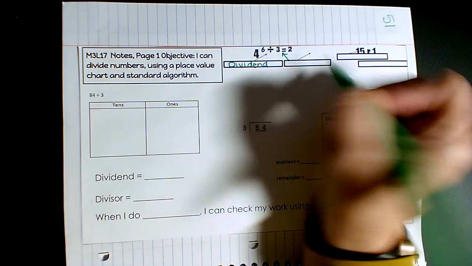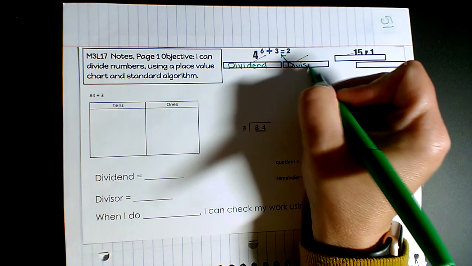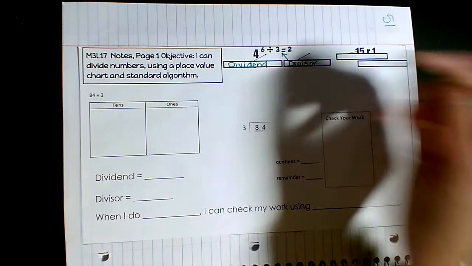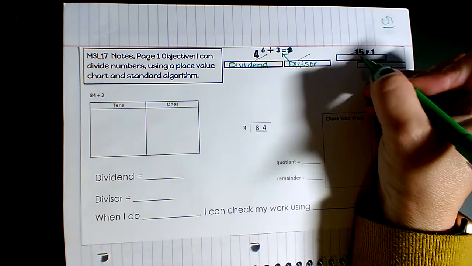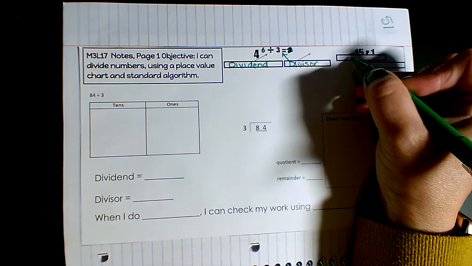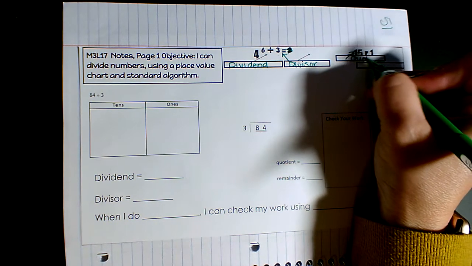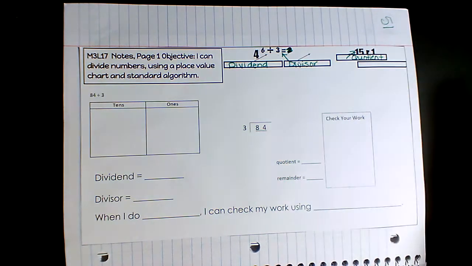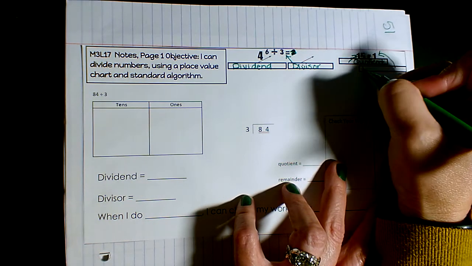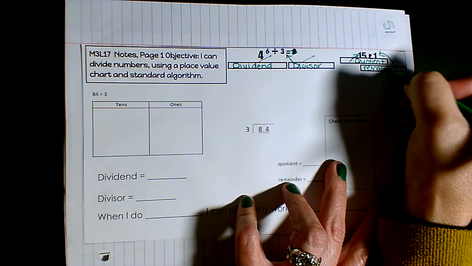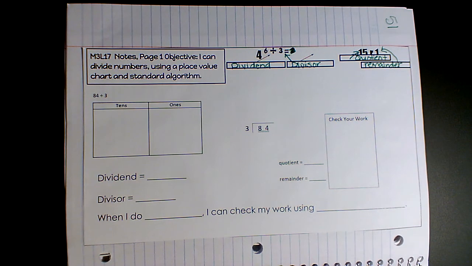Okay. And we're going to say that's my divisor. Okay, my divisor. And over here, once I get my answer, right, we have 15 with the remainder 1. The 15 is our quotient. Okay. And the 1 is our remainder. Okay. That's just a little review from last week.